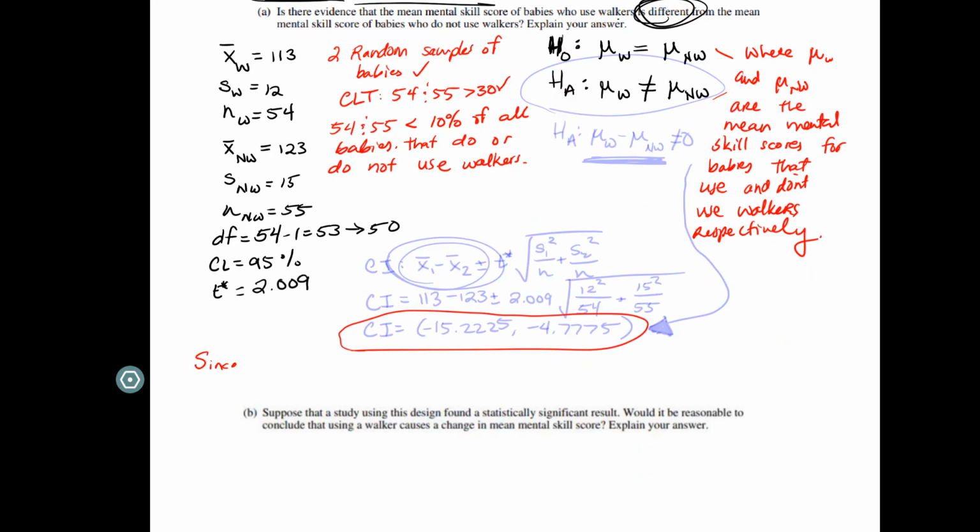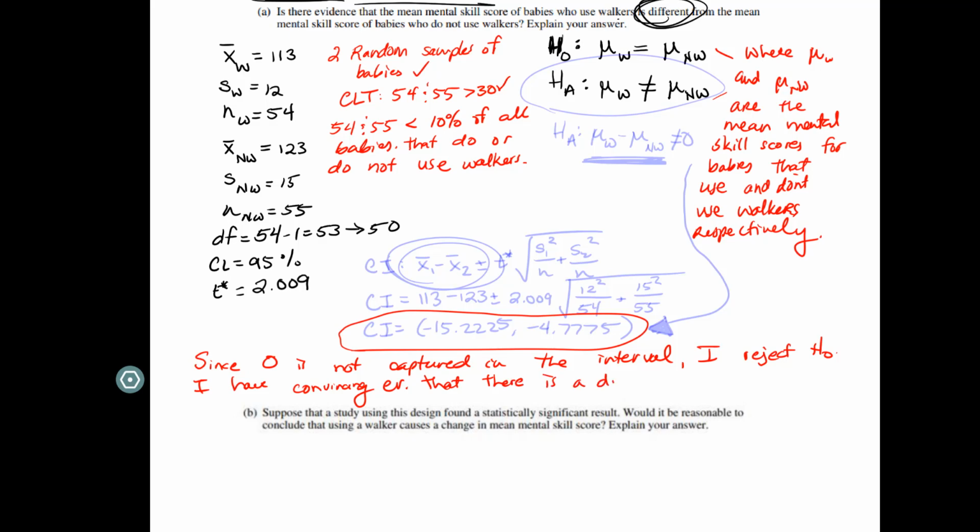Since 0 is not captured in the confidence interval, it's not plausible that there is no difference between the two, so I reject the null hypothesis. I have convincing evidence that there is a difference in mean mental skill scores between walker and no walker babies. There it is. You've just used a confidence interval to essentially conduct a hypothesis test.